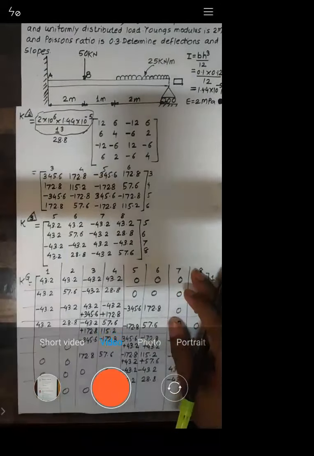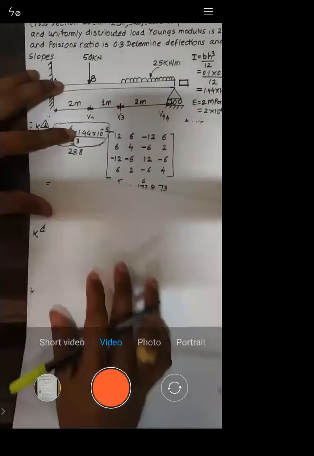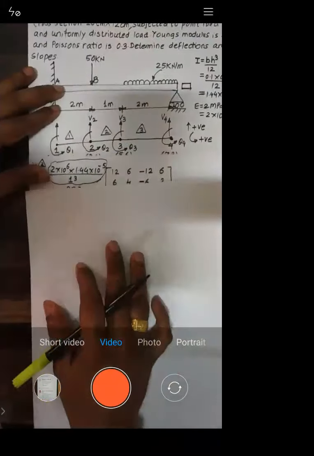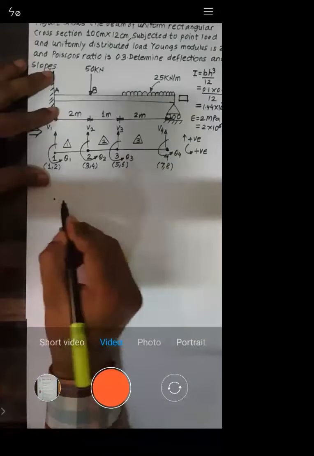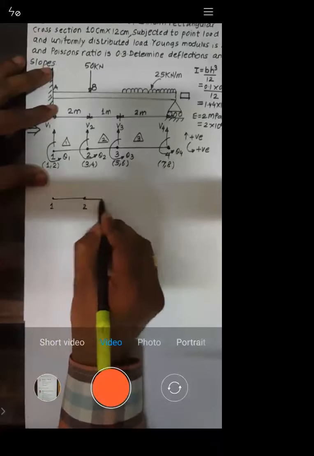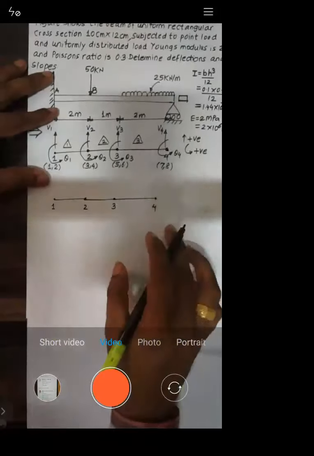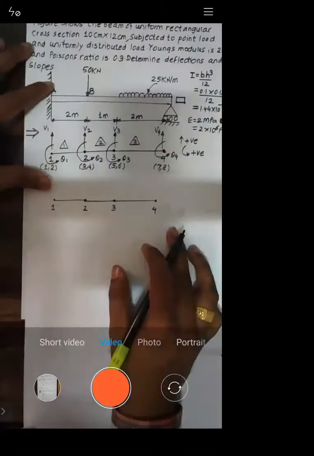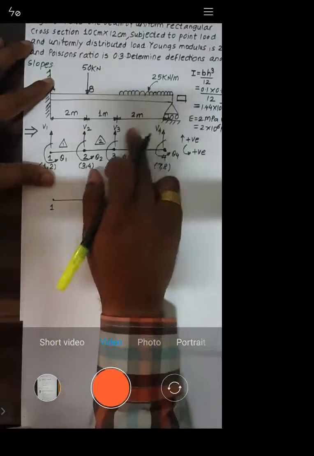Before that, I should convert this uniformly distributed load into point loads. So let me convert it. Just talk about this node number 1, this is node number 2, this is node number 3, and this is node number 4. Node number 1, 2, 3, 4. We have 4 nodes. But you have a uniformly distributed load only on element number 3.